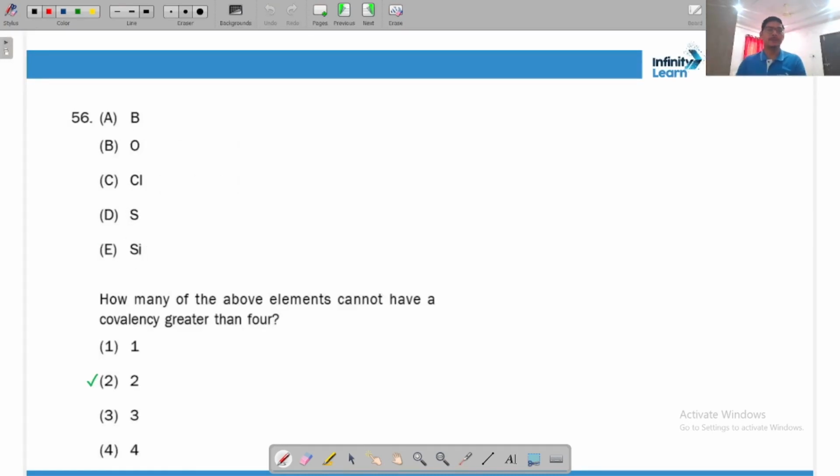Out of these elements, how many cannot have a covalency greater than 4? You see, boron and oxygen, these are second period elements. So they don't have low energy d orbitals. So they cannot expand their covalence beyond 4, right? They only have ns and 3 np orbitals, right? Whereas chlorine, sulfur, and silicon, they are third period elements. They do have vacant 3d orbitals. Their covalence can be greater than 4. So two elements cannot have covalency greater than 4.